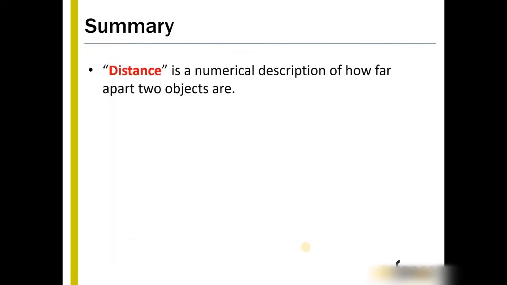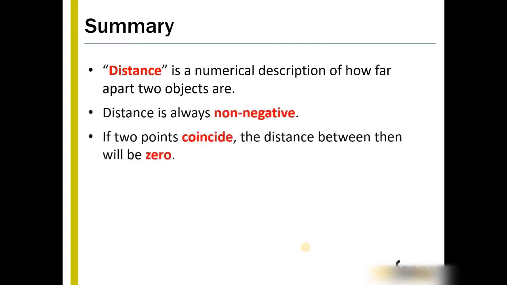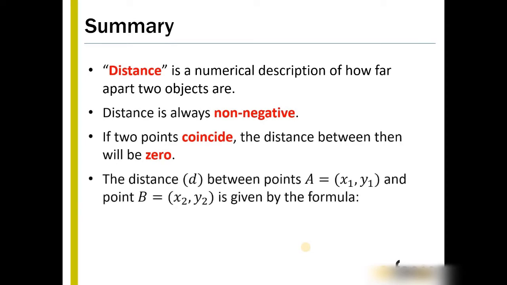Summary. Distance is a numerical description of how far apart two objects are. Distance is always non-negative. If two points coincide, that means that they are the same point, then the distance between them will be 0. The distance d between points A equals (x1, y1) and B equals (x2, y2) is given by the formula d is the square root of (x2 − x1) squared plus (y2 − y1) squared.